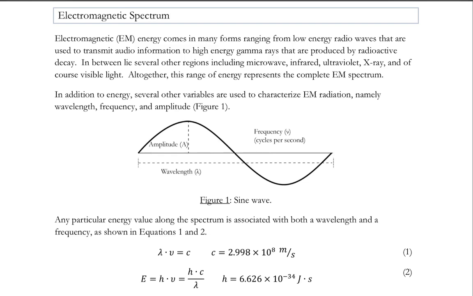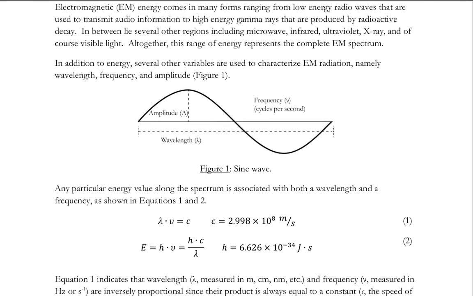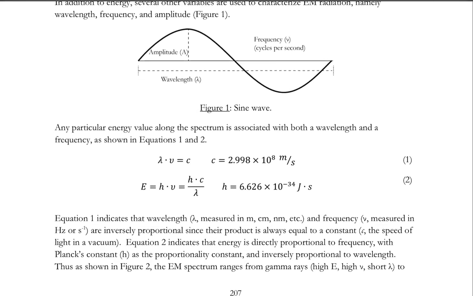Very short wavelength electromagnetic radiation is the very high energy light. Short wavelength means high frequency and means high energy. Amplitude is the height of the wave, as you see in the diagram. There's a relationship between wavelength and frequency, and you see it in equation 1. Their product is c, the speed of light.